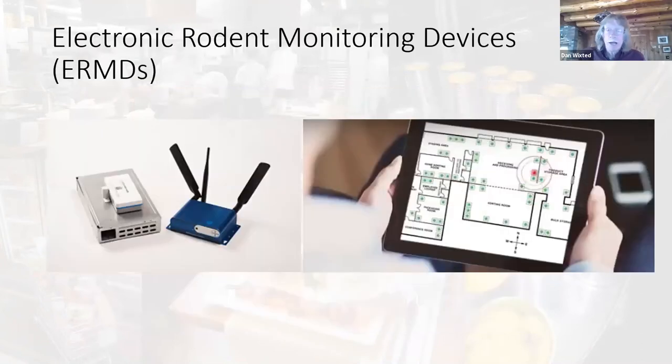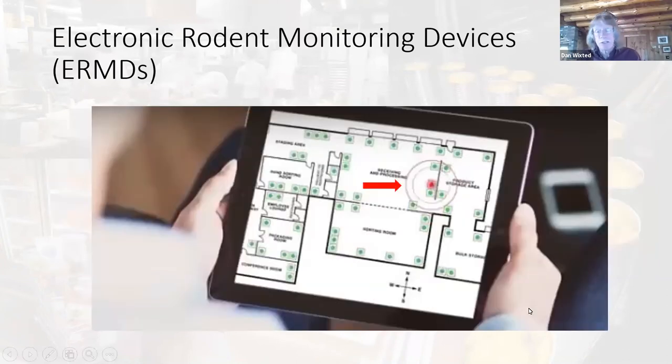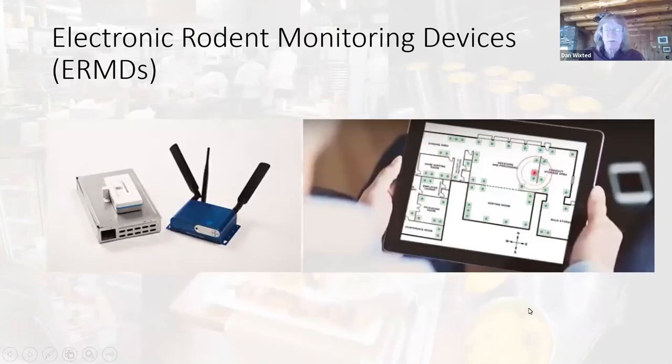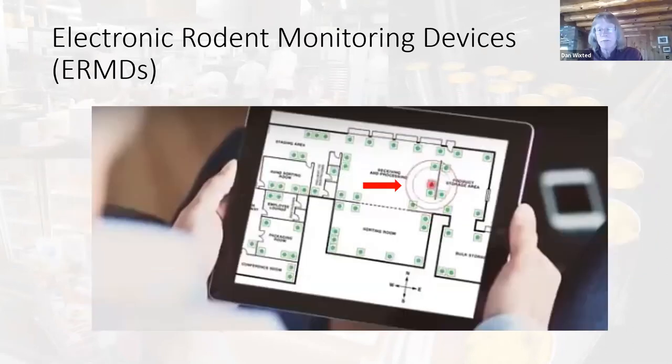You have your standard rodent trap. They work with all the basic traps you're familiar with. There's a sensor that's now attached to the trap that detects when a rodent is caught. It sends a signal to a Wi-Fi device in the facility. It sends it directly to the technician's tablet, phone, whatever. That's instantaneous in real time.